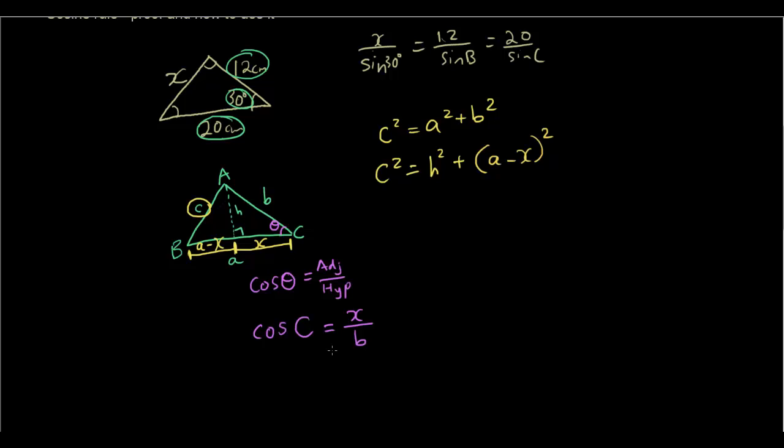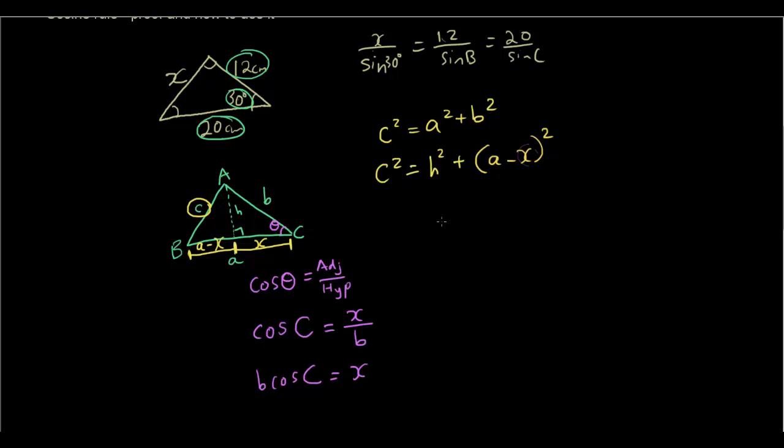And we can start to see a link. We can see x in this equation, and we can see x here. So let's rewrite this x as x equals b cos C. So I've moved the b to the other side, which makes it go from the bottom to the top.